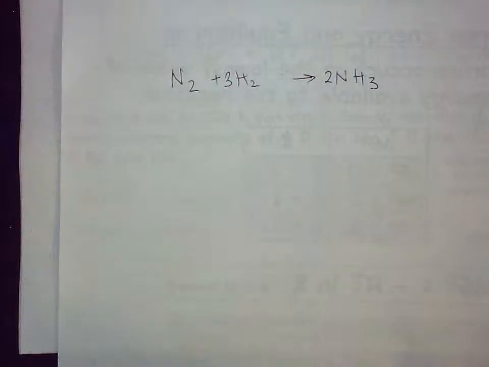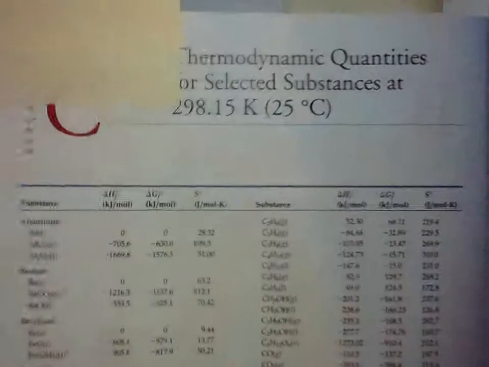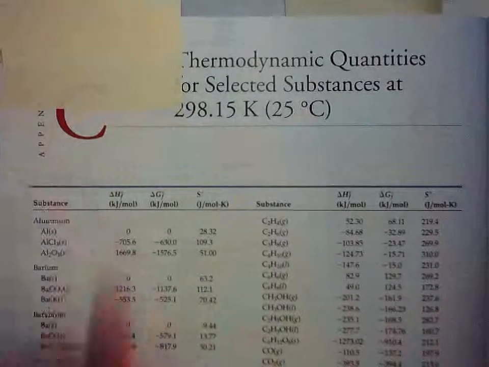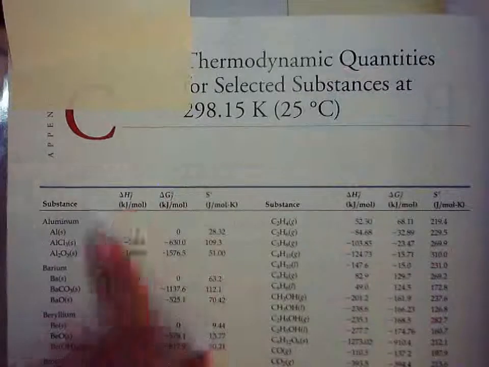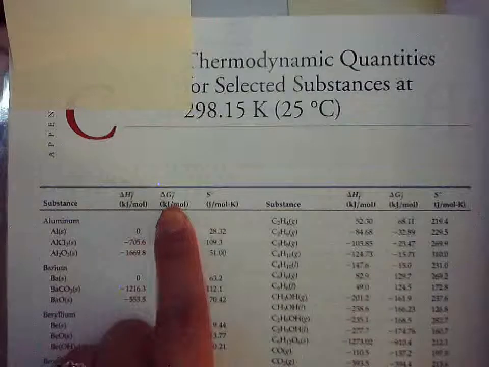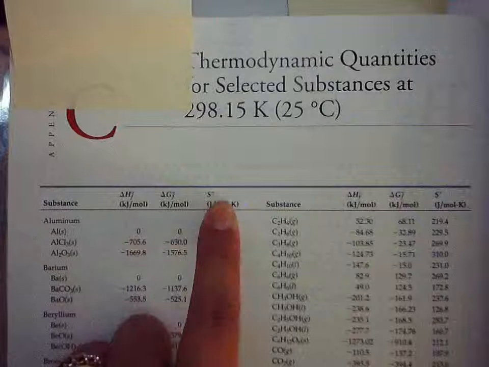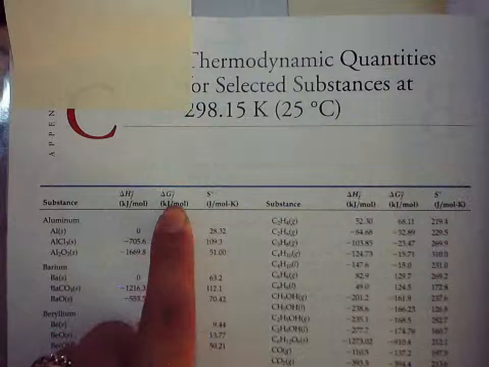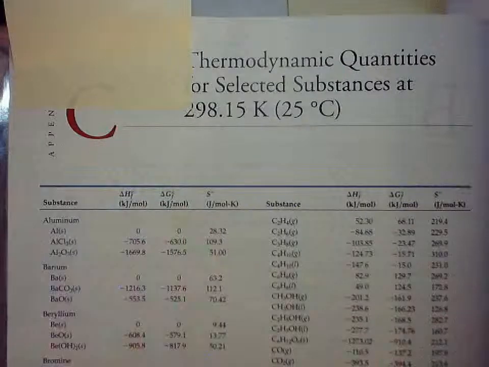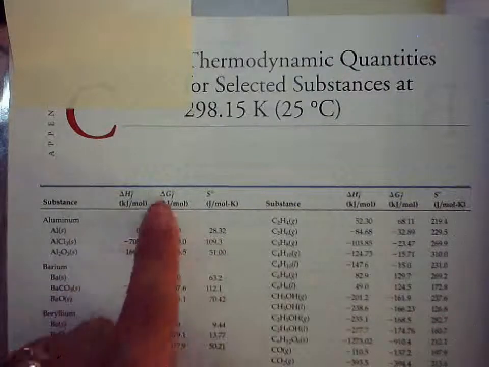All right, so I flipped my book to Appendix C because I want you to see the kind of information you have. In Appendix C, you're given all these substances. You're given 3 columns. One is delta H. One is the Gibbs free energy of formation. One is delta S. So I'm going to use this column here to figure out delta G for that reaction from the delta G of the formation of those compounds from elements. So how do you do that?